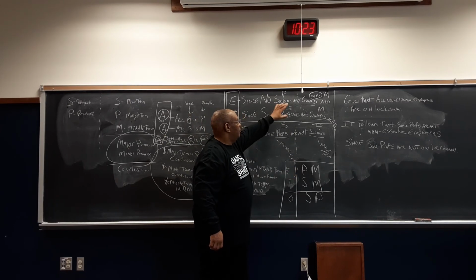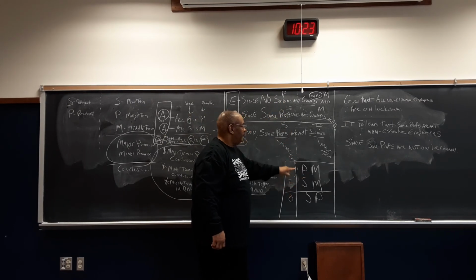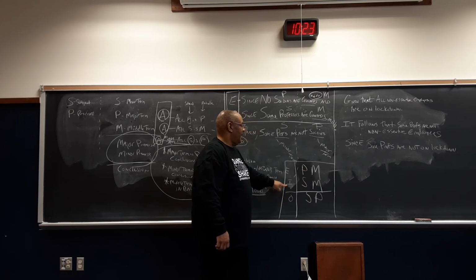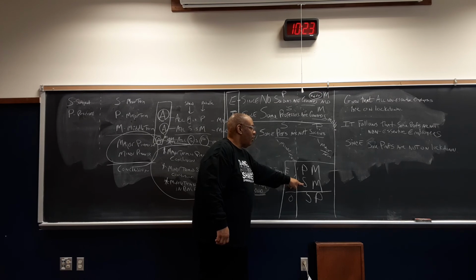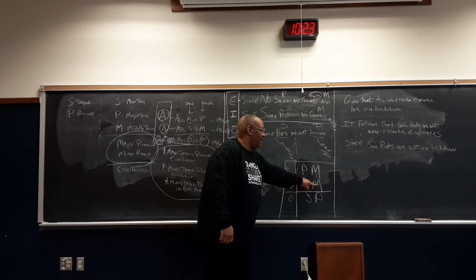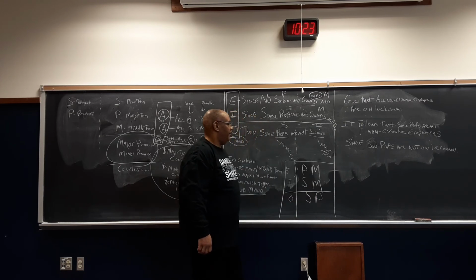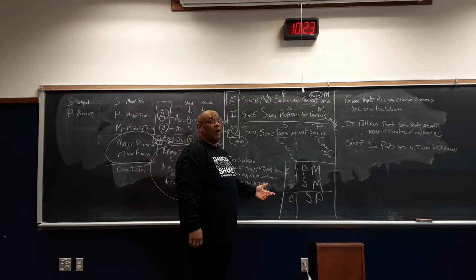Notice, this is your argument. I'm a little clearer down here. Notice, your major term is the subject of your major premise. Your middle term is the predicate of your major premise. In the I, your minor term is the subject of your minor premise. Your middle term is the predicate of your minor premise, and your subject and your predicate here. So like I said, it serves a dual role, doesn't it?